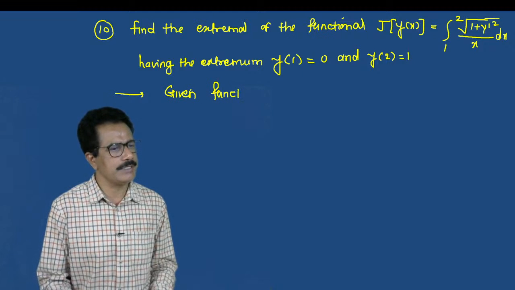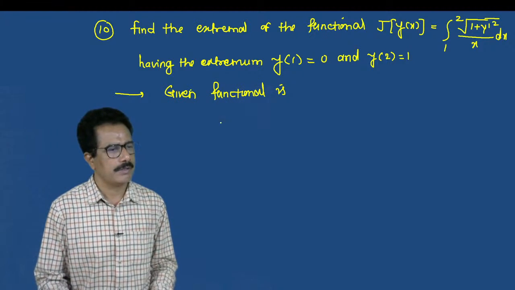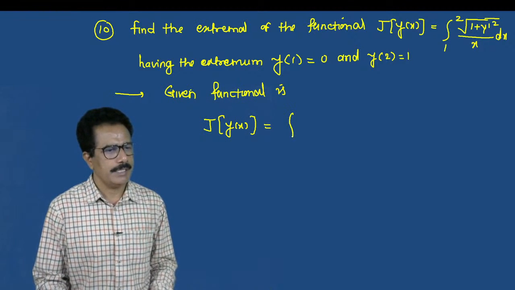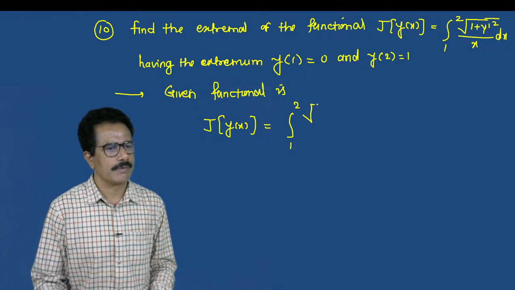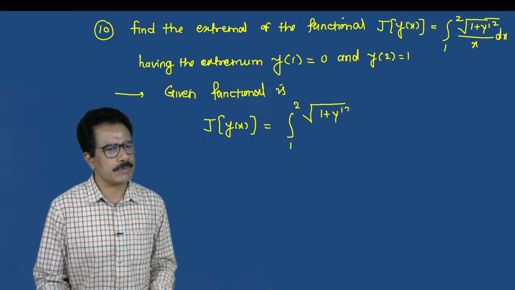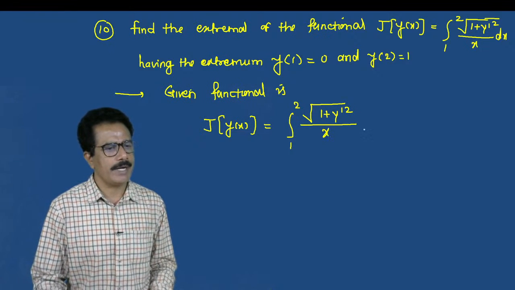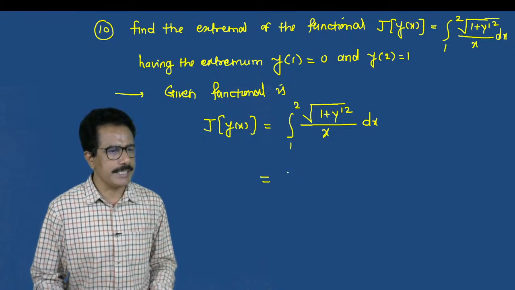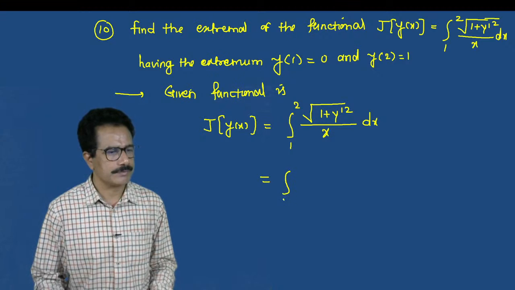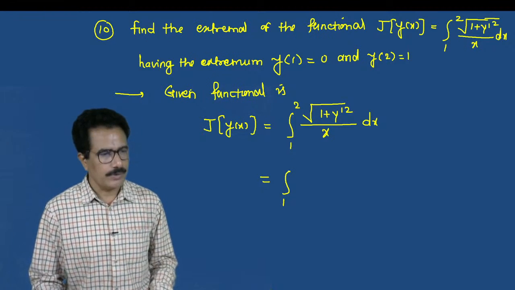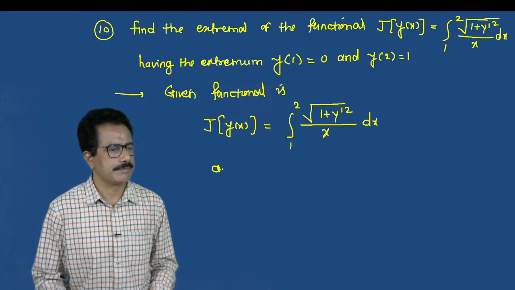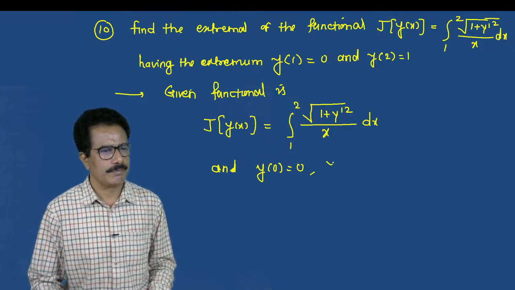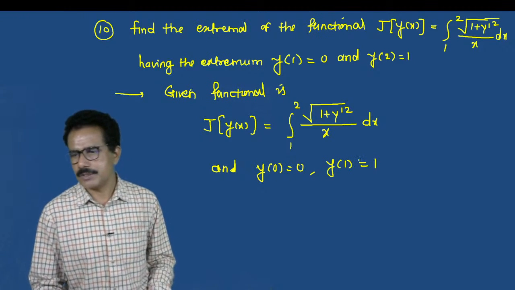Given functional is J of y of x equals to the integral from 1 to 2 of root of 1 plus y dash square divided by x dx. So we can write the integral from 1 to 2, and y of 1 is equal to 0, y of 2 is equal to 1.